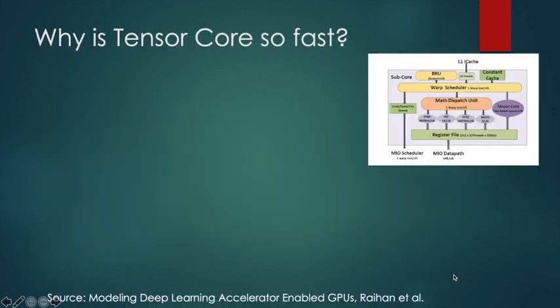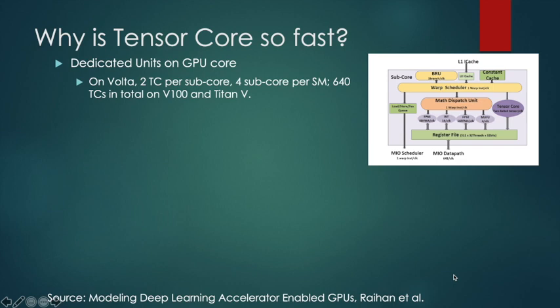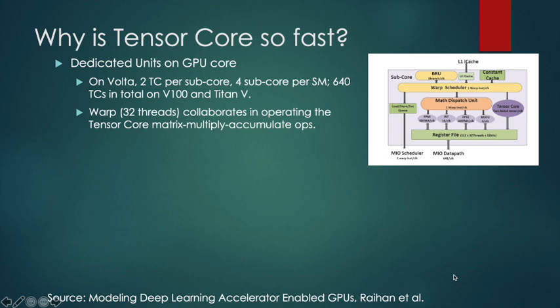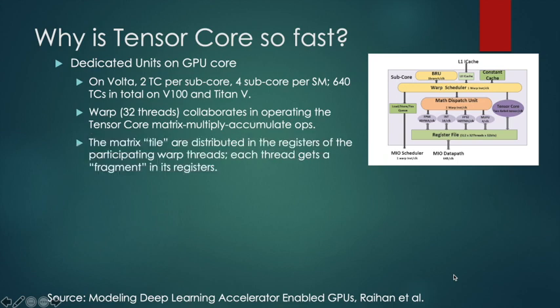I'd also like to give more details about Tensor Core. The first topic is why Tensor Core is so fast and how it works. The Tensor Cores are dedicated units on GPU on Volta, 2 Tensor Cores per subcore, 4 subcores per streaming multiprocessor. There are 640 Tensor Cores in total on V100 and Titan V. Warps collaborate in operating the Tensor Core matrix multiply accumulate operations. The matrix tile is distributed in the registers of the participating warp threads. Each thread gets a fragment in its registers.